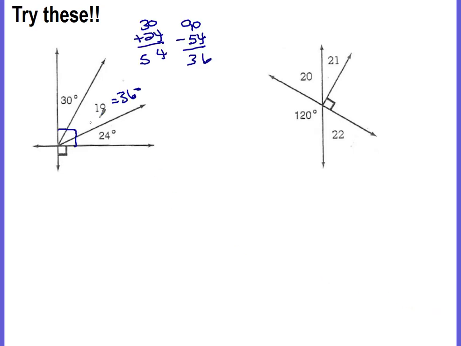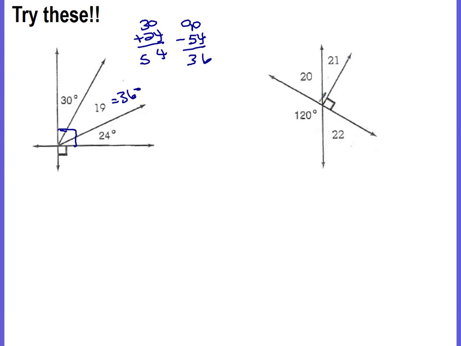Okay, did you get that angle 19 measures 36 degrees? Good job. So this is a little bit different. You still have a right angle here, and it's being divided into 3 angles. They're still all going to total 90 degrees. So you add the two that you know, the 30 plus 24, and you get 54. Just subtract that from 90, and angle 19 is 36 degrees. Now let's do the next one together. Like I said, I think these are fun to do.